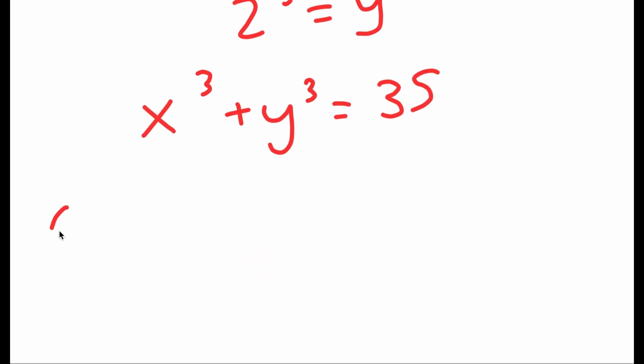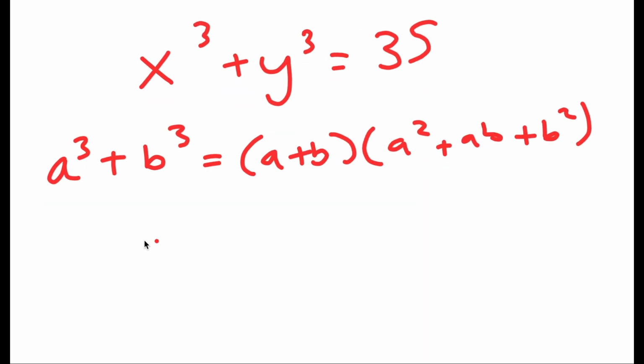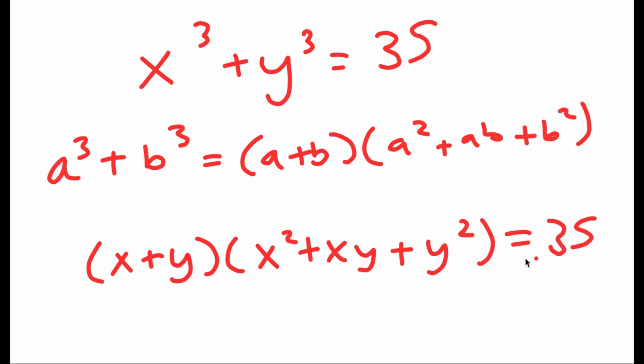Now, if I have something in the form a to the power of 3 plus b to the power of 3, this is equal to a plus b times a squared minus ab plus b squared. So x to the power of 3 plus y to the power of 3 turns into x plus y times x squared minus xy plus y squared is equal to 35.